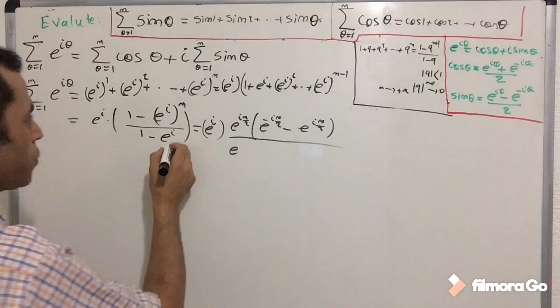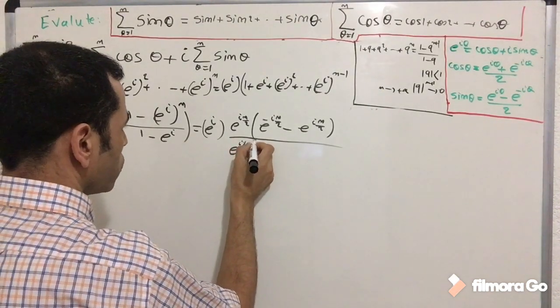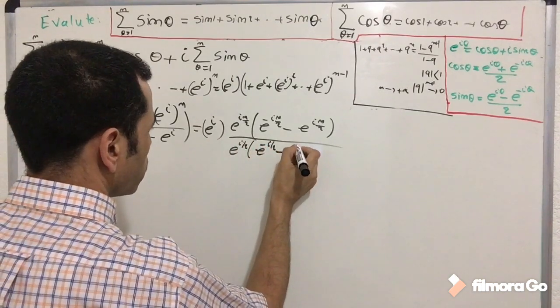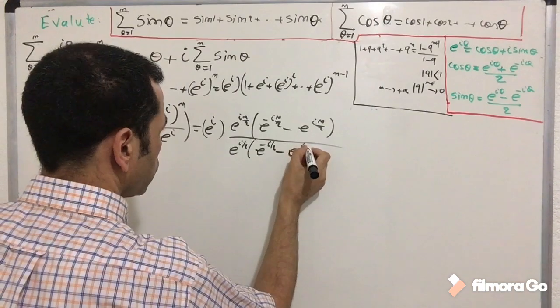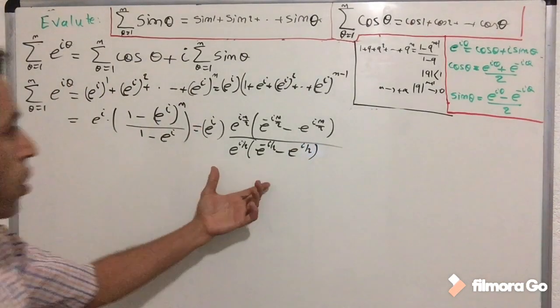Exponential i over 2, exponential minus i over 2, minus i over 2, right? Okay, let's explain now.